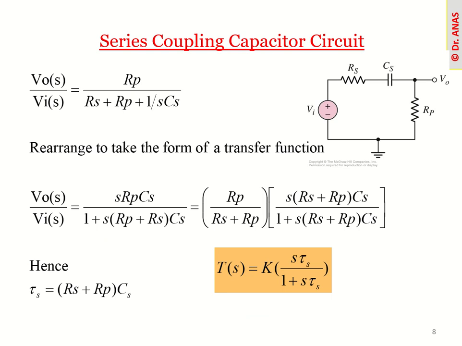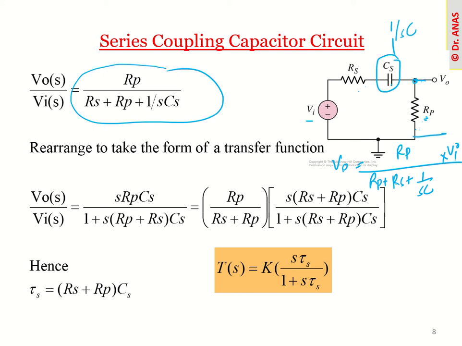So let's analyze a simple circuit, a series coupling capacitor circuit, where we have the input and a series capacitor here. We are measuring the voltage across this load. If we apply the voltage divider rule here, the voltage drop will be this resistance divided by the total resistance or impedance of the circuit, so Rp plus Rs plus this impedance, which is 1 over sC. Multiplied with the input, that will be my output. So the ratio of the output over input will be Rp over this.